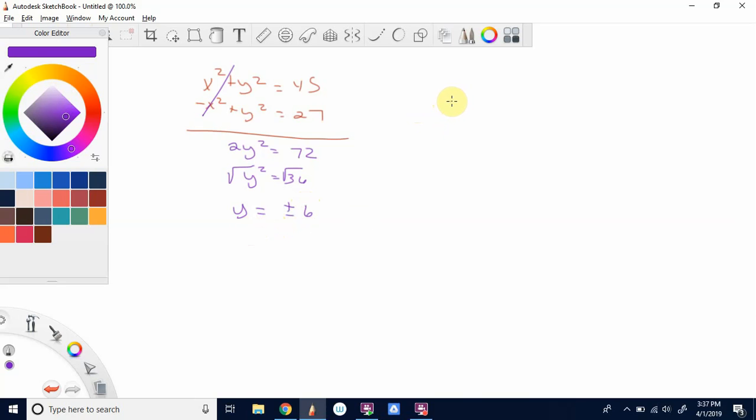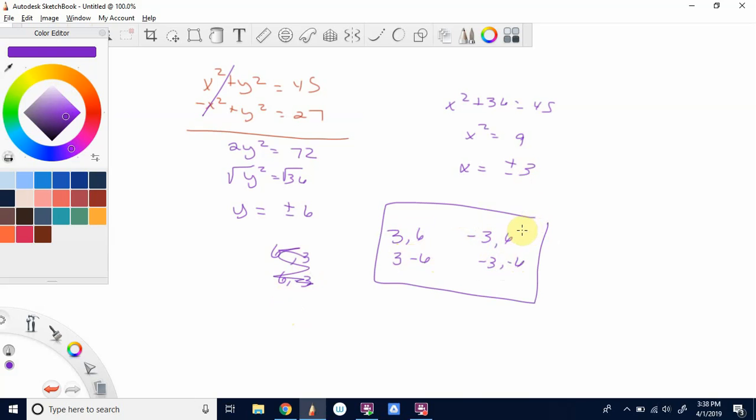So if I plug it into x squared plus 36 equals 45, I get x squared equals 9, or x equals plus or minus 3. So now I take 6, comma 3, 6, comma negative 3. Oops, I got it backwards. Start with the x. Positive 3, comma 6, positive 3, comma negative 6. Then I have negative 3, comma positive 6, negative 3, comma negative 6. So I have 4 different solutions.